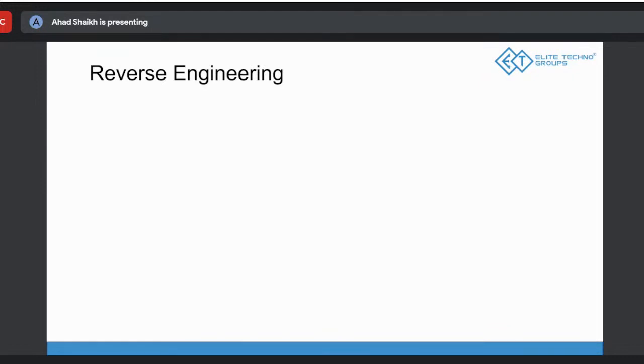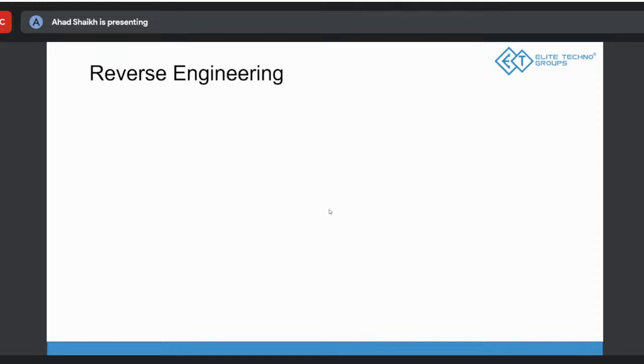But what happens in reverse engineering? You already have the final product, and you want to get the blueprint of that, or the design specification of that. So what steps do you take? Let's have some brainstorming on how reverse engineering could be performed.